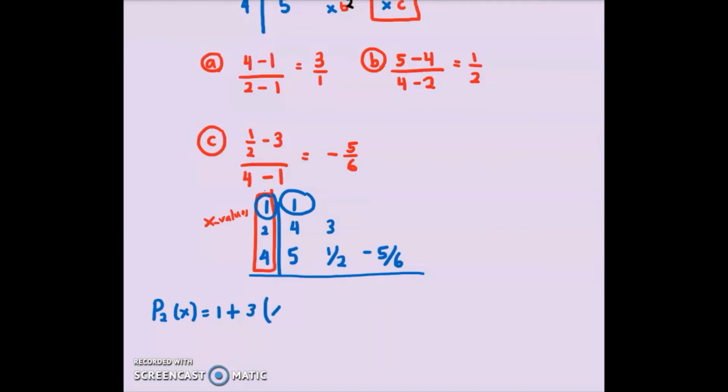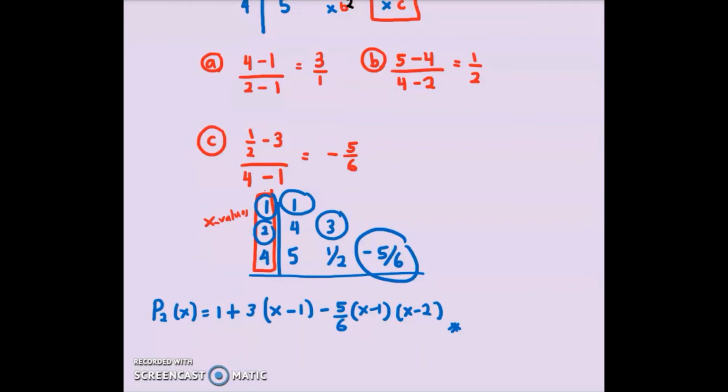So 3 times (x minus 1). Okay, because x equals 1 gives me 1. So x minus 1. Okay, we just have to take all this diagonal constant here. So negative 5 over 6. Okay. And then I have 2 now. 1 and 2. So I have (x minus 1)(x minus 2). So this is my polynomial P2. Similar equation, if you expand this, you can obtain by using the Lagrange approach.